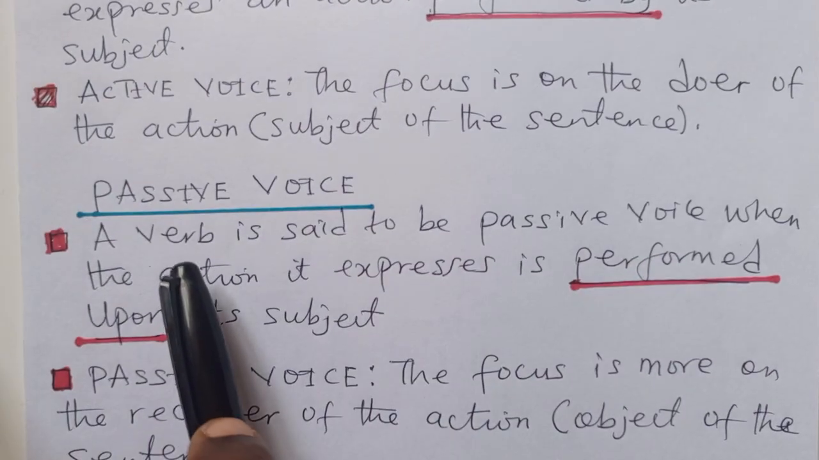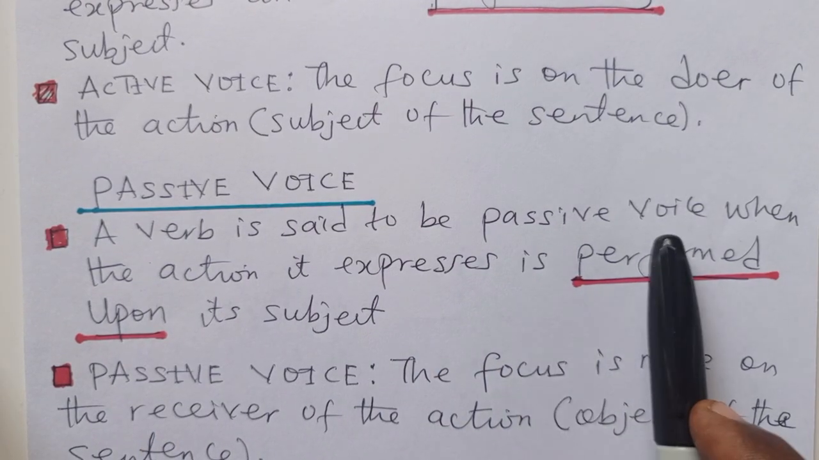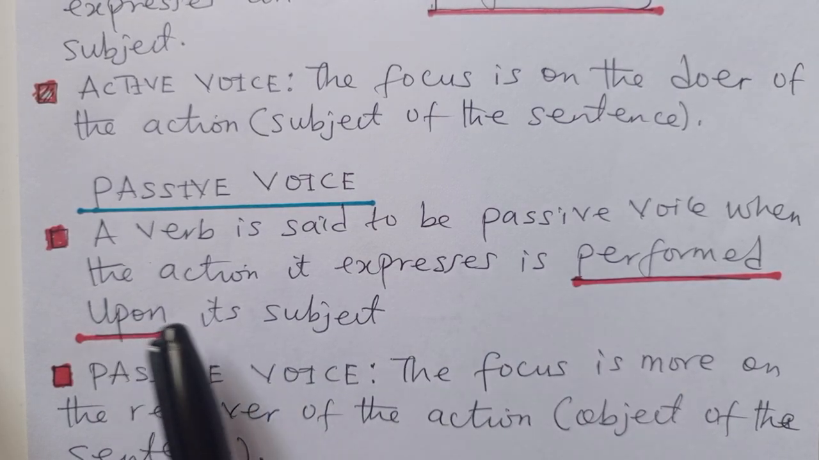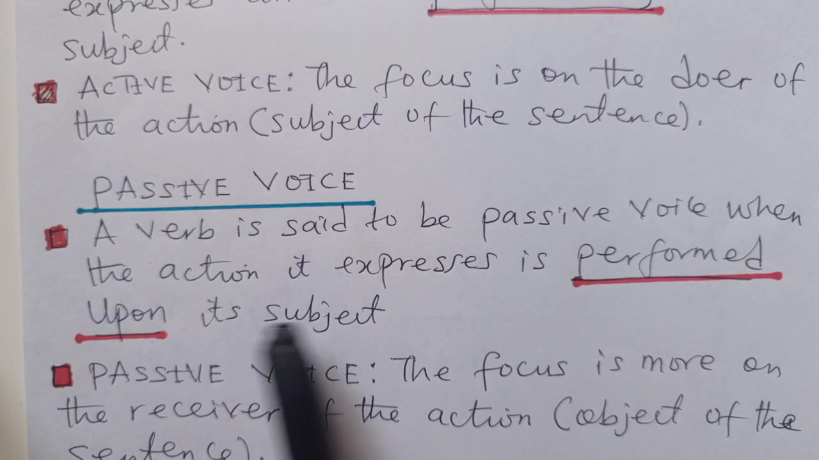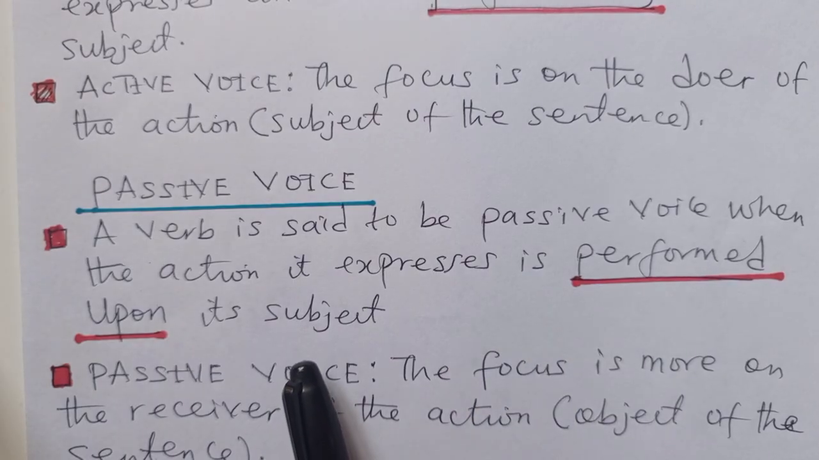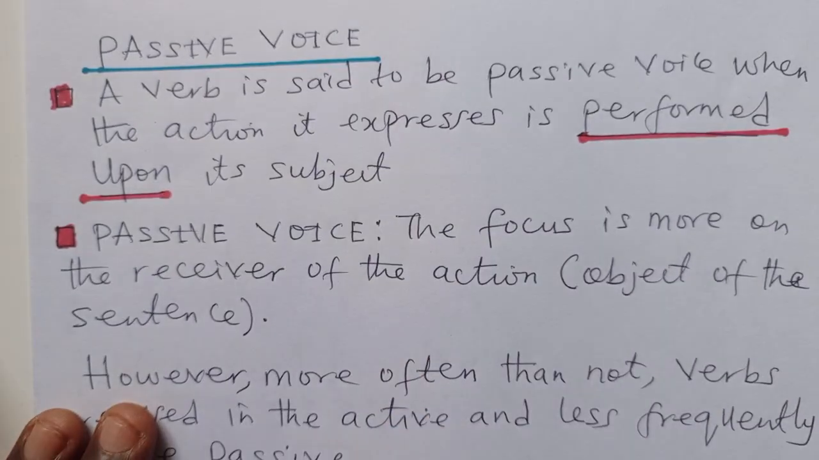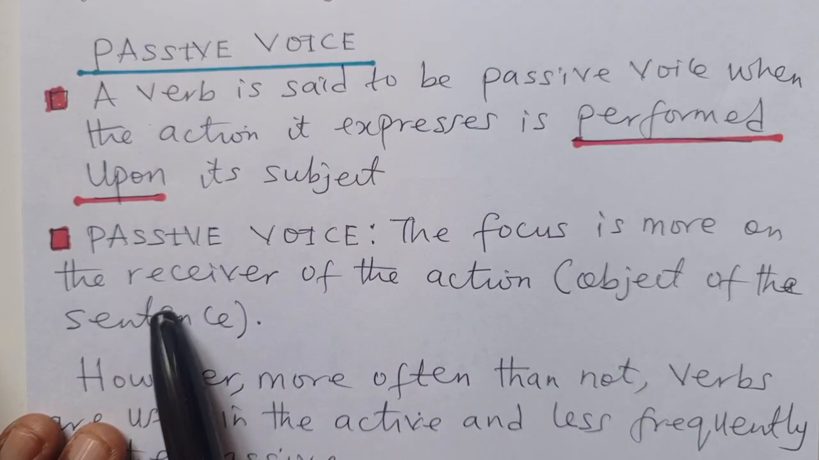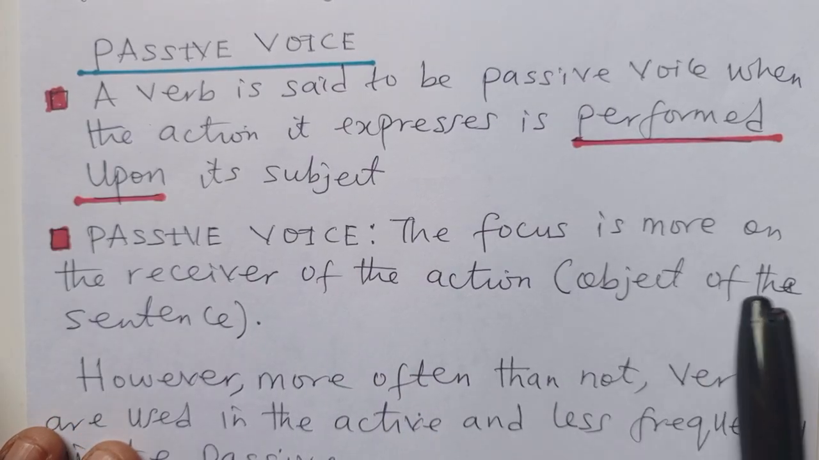Now, let's move to the passive voice. A verb is said to be passive voice when the action it expresses is performed upon its subject. That is, when the action is performed on the subject, then such a voice is known as passive voice. All right. Now, for passive voice, the focus is more on the receiver of the action. The focus more is on the object of the sentence.